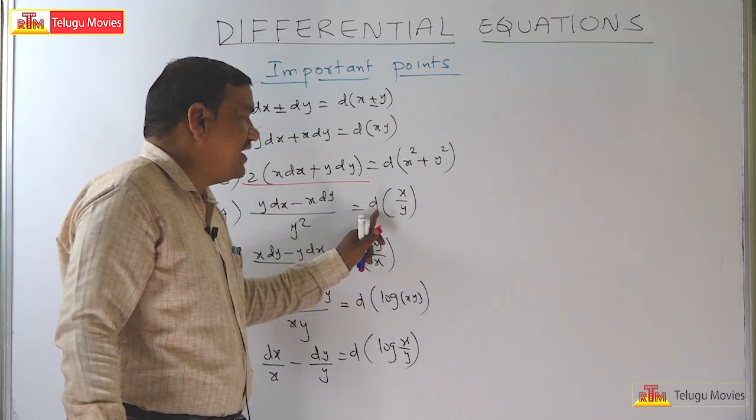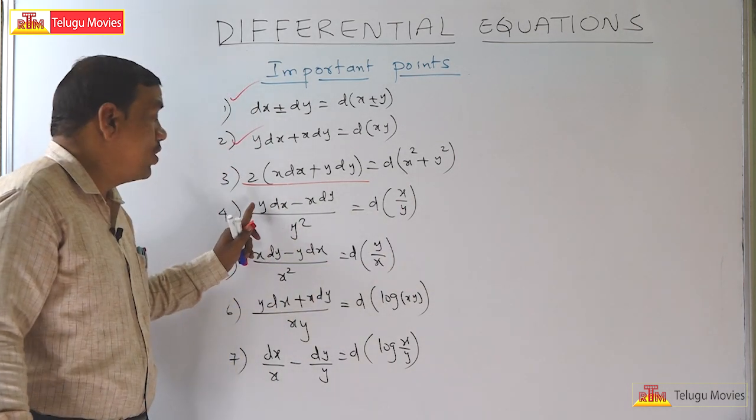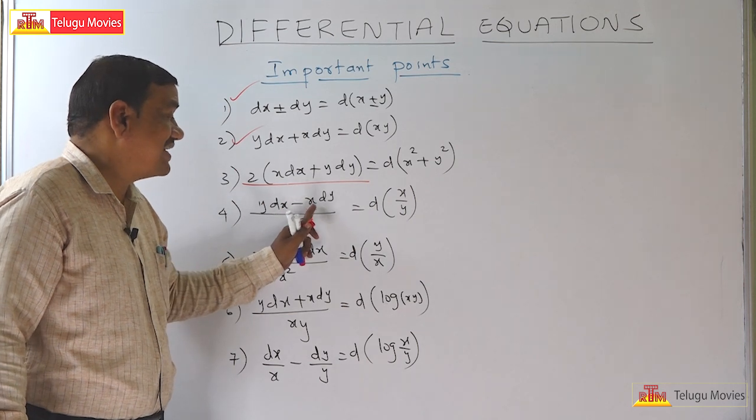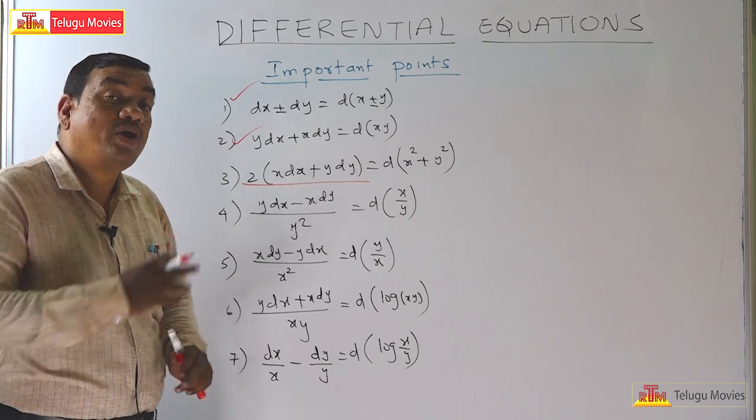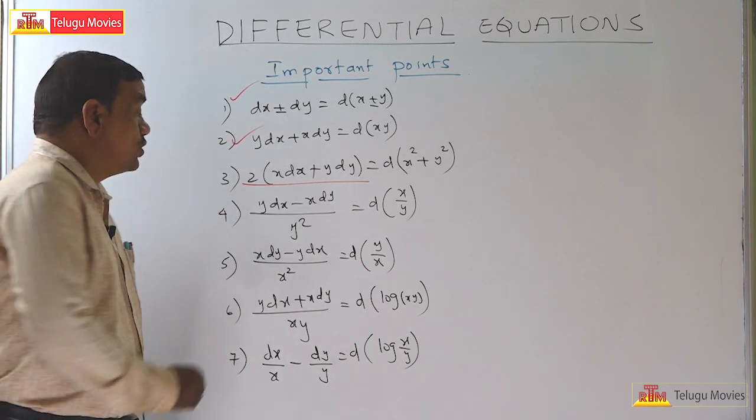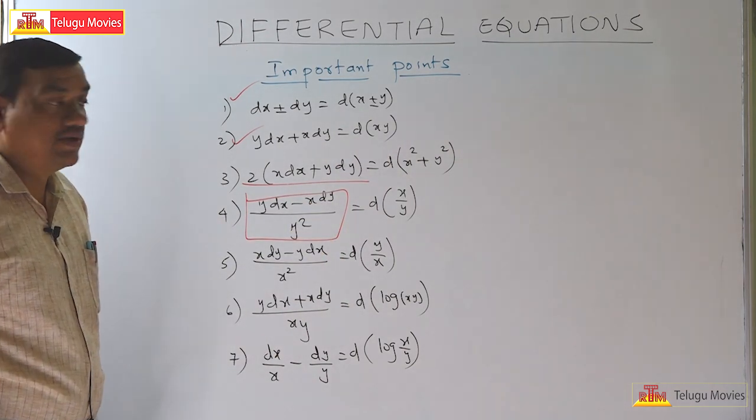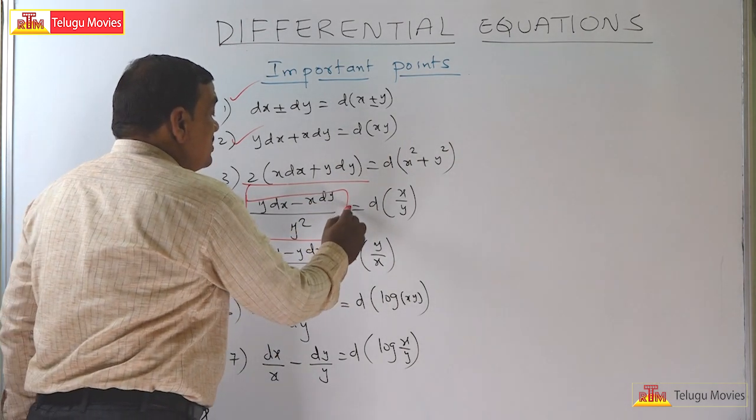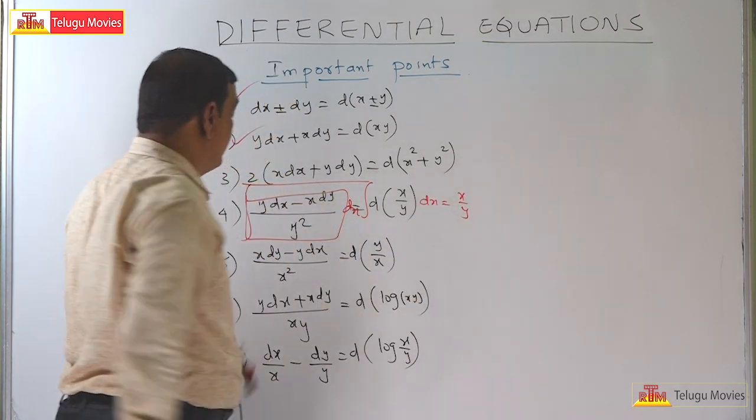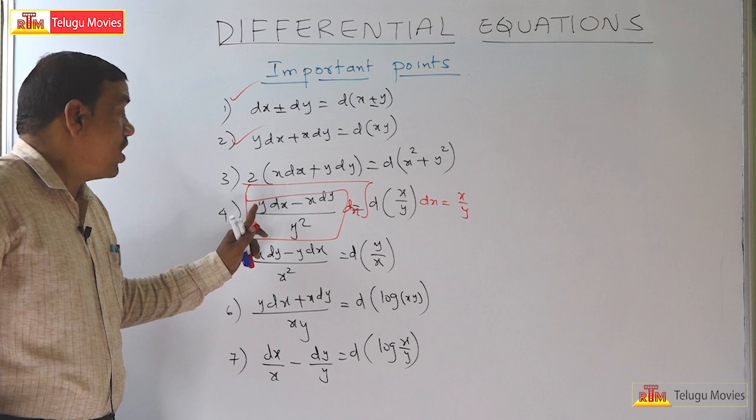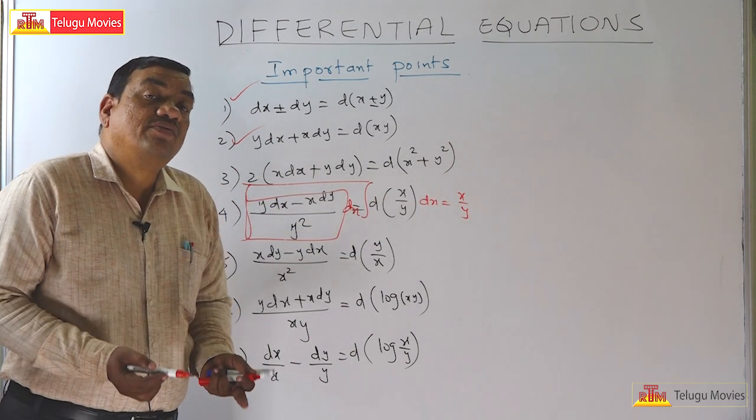If it is given d of x by y, by the quotient formula you can write y into dx minus x into dy by y square. But you have to remember it now in reverse order. Given this format, you have to write down the derivative of x by y. So if it is given, you can write d of x by y, and your answer is x by y. What is the integral of y dx minus x dy by y square? Simply x by y.